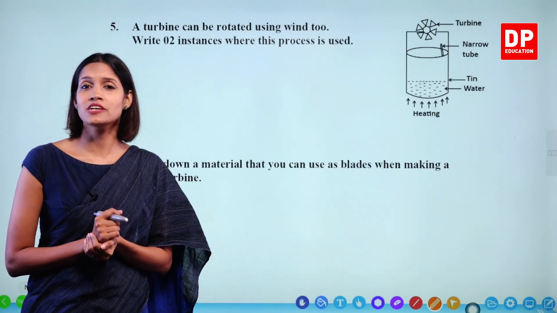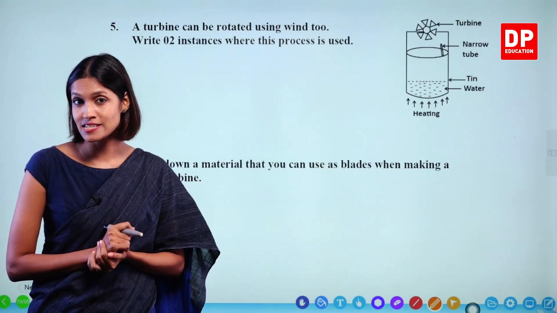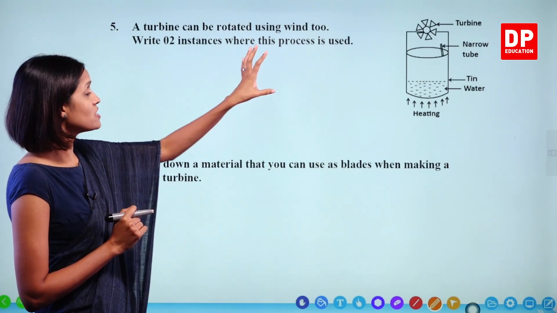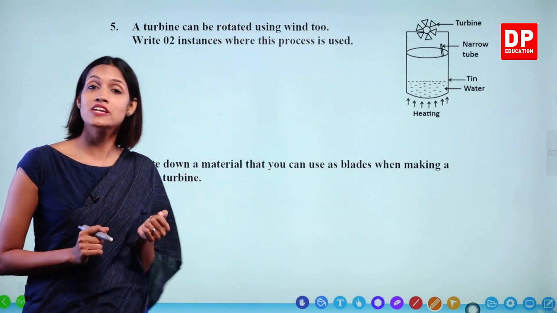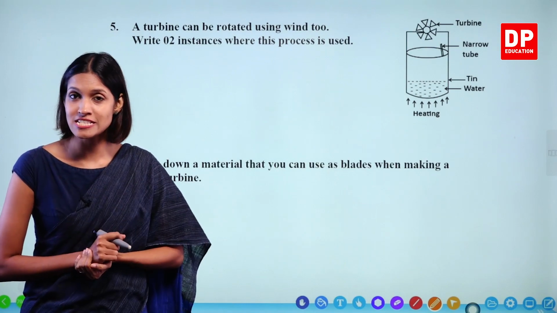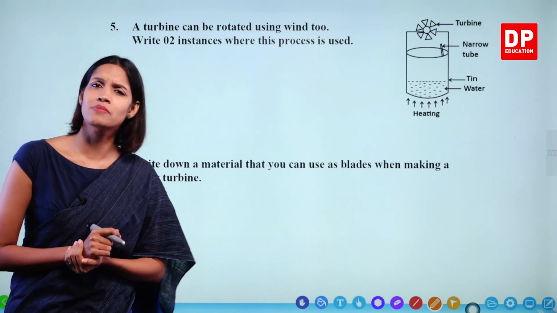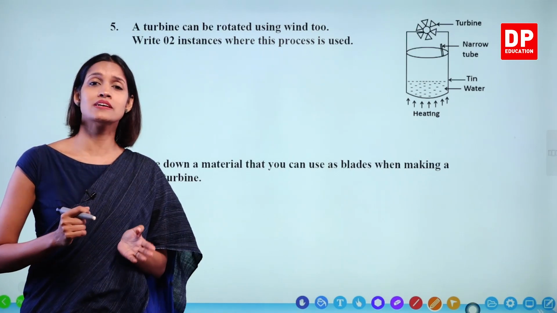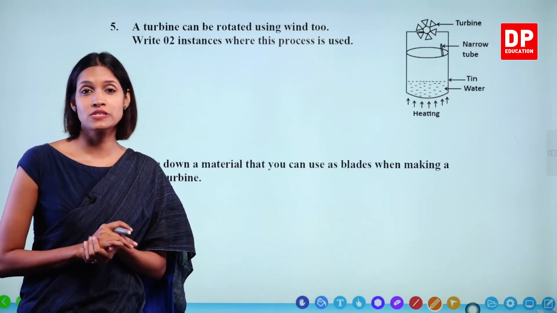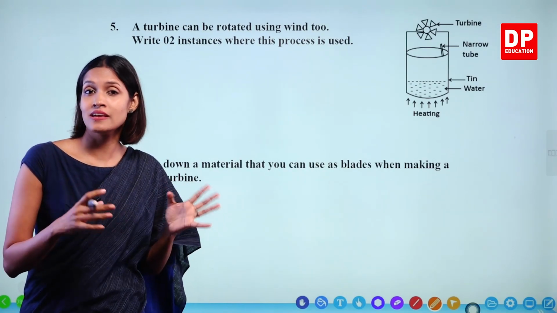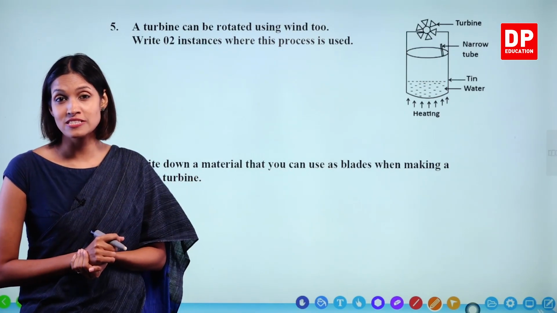You all know that we can use wind turbines in wind power plants in order to generate electricity, right? When the wind turbine is connected to a dynamo and the wind turbine rotates, the dynamo can generate electricity. What are the other instances that we can use these types of wind turbines, children? Wind turbines can be used to grind grains and also to pump water. People in the past used these types of methods to do their day-to-day activities, right?